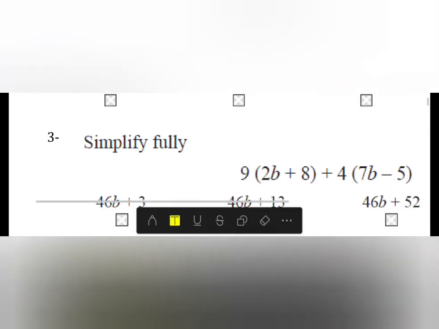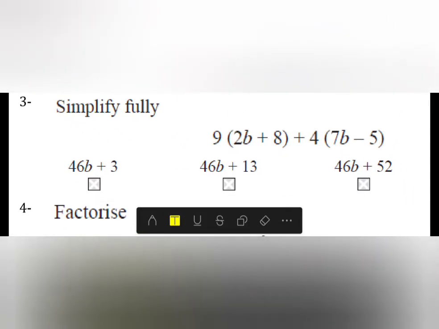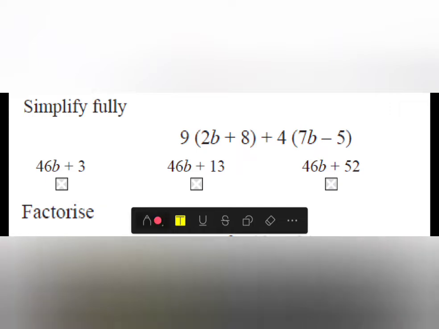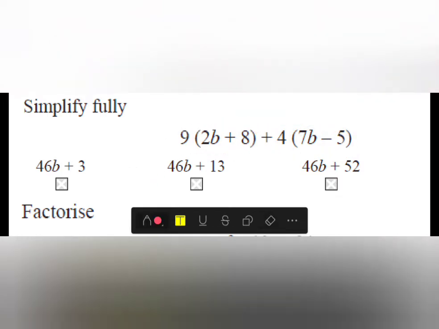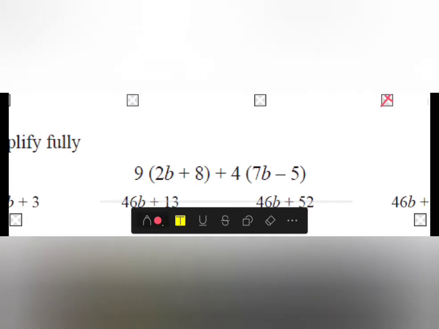Question 3. Simplify fully. Let's take a look at the question here. We have 9 with a bracket 2b plus 8, and then we have 4 with a bracket 7b minus 5. And by the meaning of simplify fully, it means simplify as much as you can or as much as possible. Now, if we want to simplify, let's come here first. We're going to use the space here to simplify.